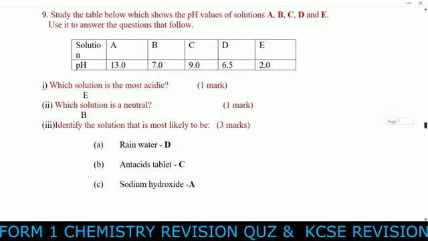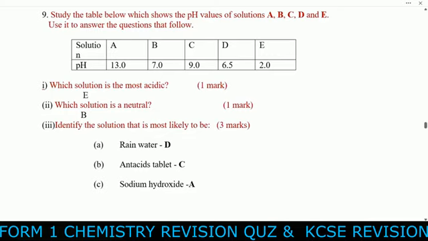Next, number 9. You are told to study the table below which shows the pH value of solutions A, B, C, D, and E. Use it to answer the questions that follow. Solution A, pH is 13; B, pH is 7; C, pH is 9; D, pH is 6.5; E, pH is 2.0. You are asked which solution is the most acidic. That one is E, the pH value is very low. Then which solution is neutral? That one is B.